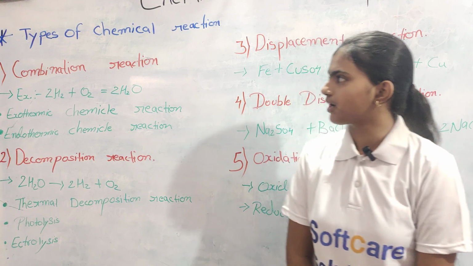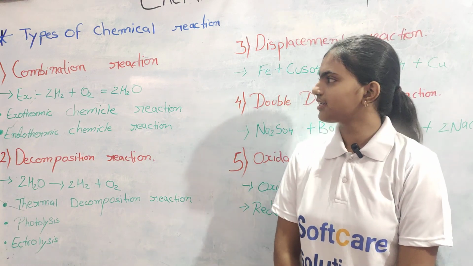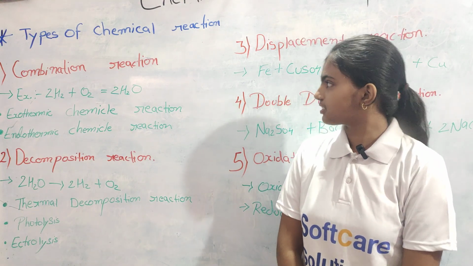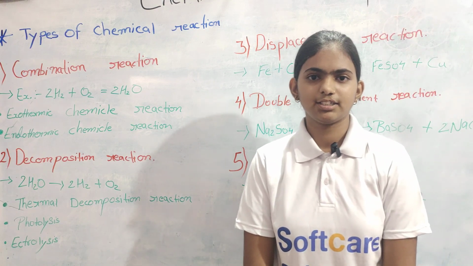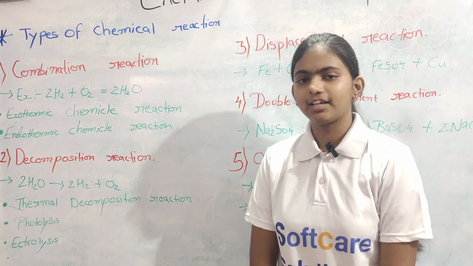There are 5 types of chemical reaction. First, combination reaction. Second, decomposition reaction. Third, displacement reaction, and fourth, double displacement reaction. Fifth, oxidation and reduction.